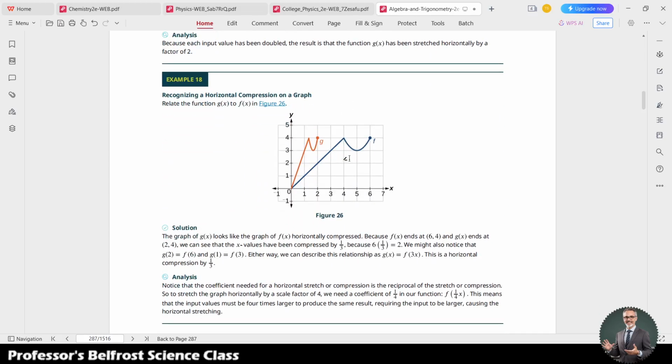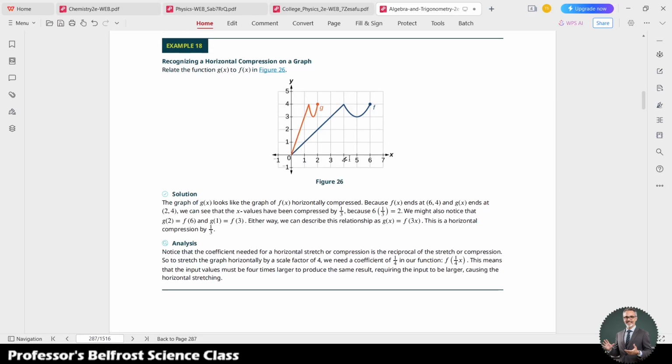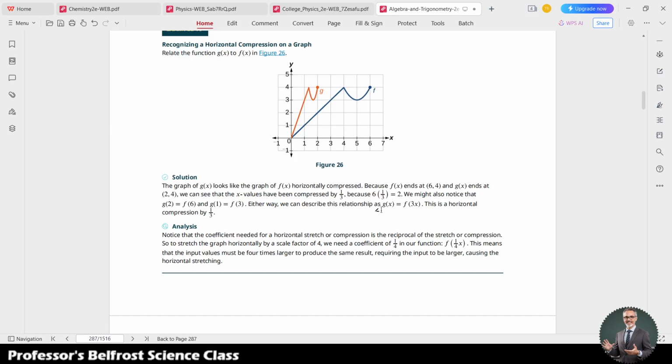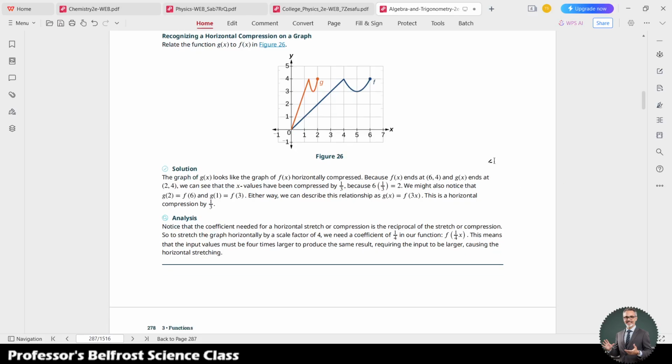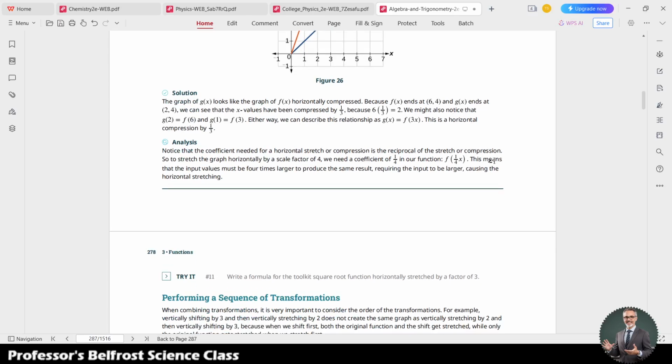Now, recognizing a horizontal compression on a graph. Relate the function g(x) to f(x) in figure 26. If you see, this is a compression, right? We have 2 here, we have 6 here, so it is compressed by 3. It means that the constant is 3. So g(x) equals f(3x), and this is a horizontal compression by 1/3.